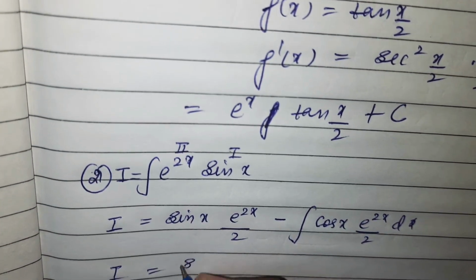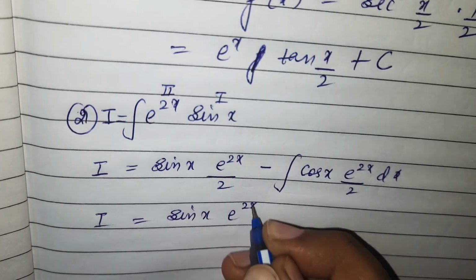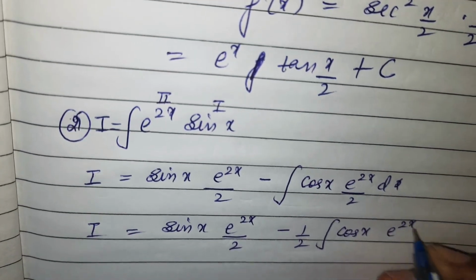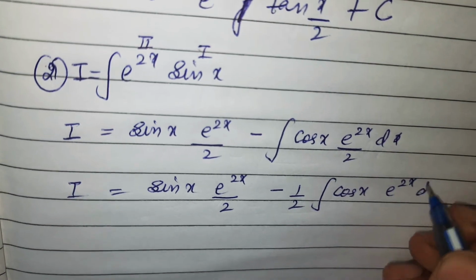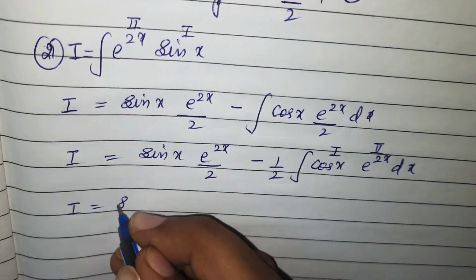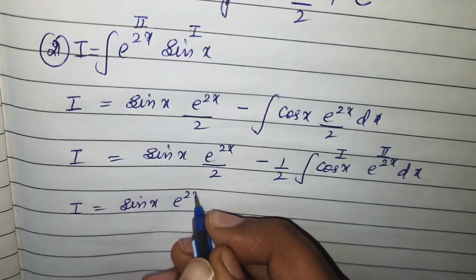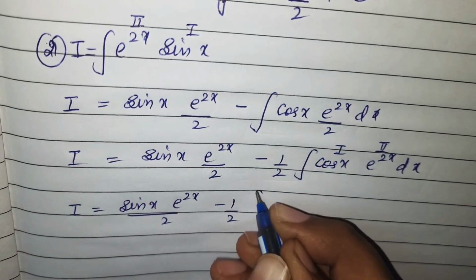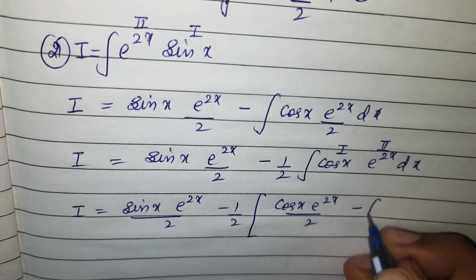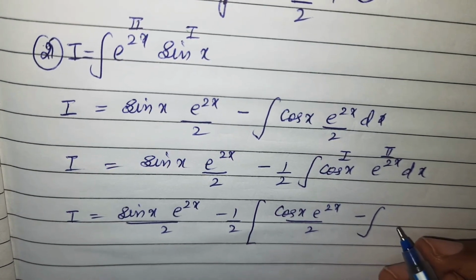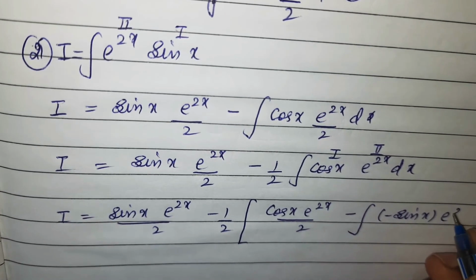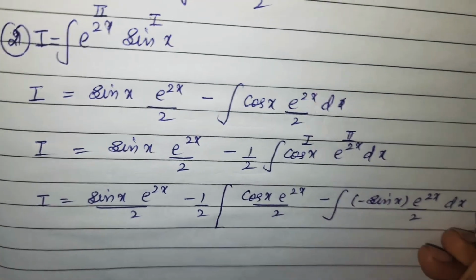So here you need to be vigilant because I will apply again this by parts. So now cos x, e raised to the power 2x, and do remember what is your question. So this is your first function, this is your second function. I is equivalent to sin x e raised to the power 2x by 2 minus 1 by 2. Now first function same, integration of second function minus whole of integral. Cos x will become minus sin x, e raised to the power 2x by 2 dx.